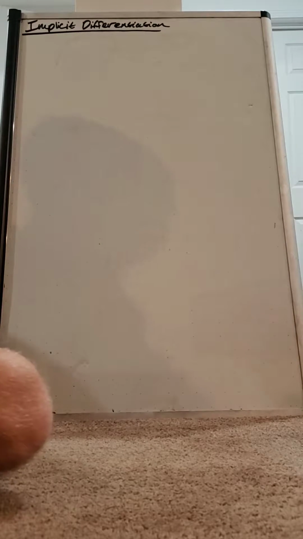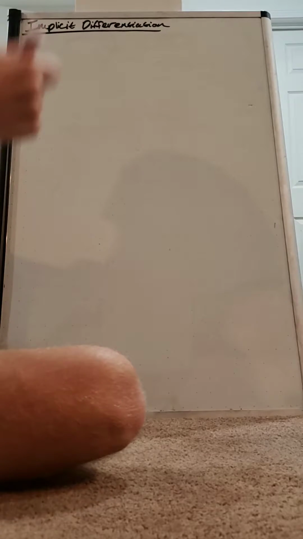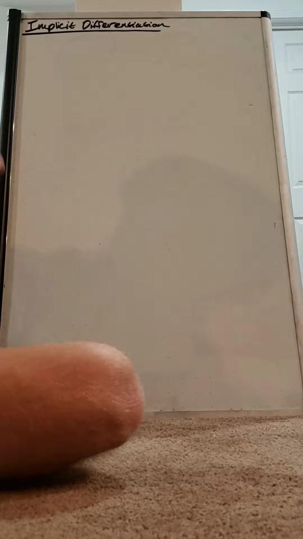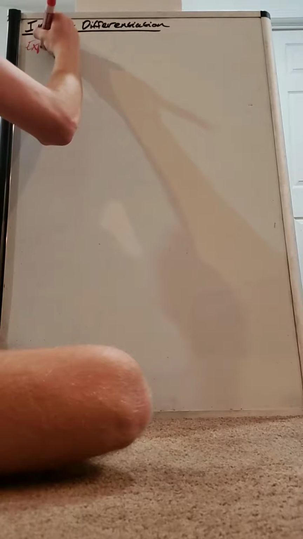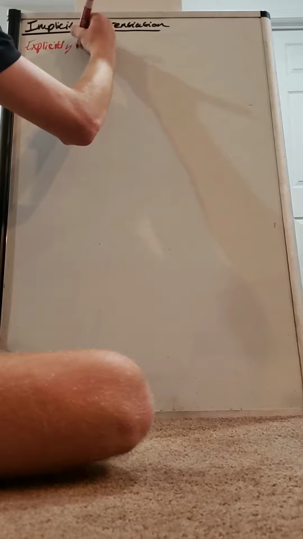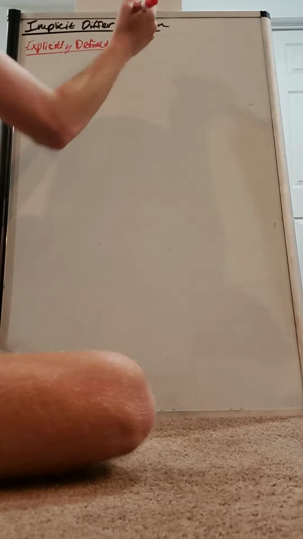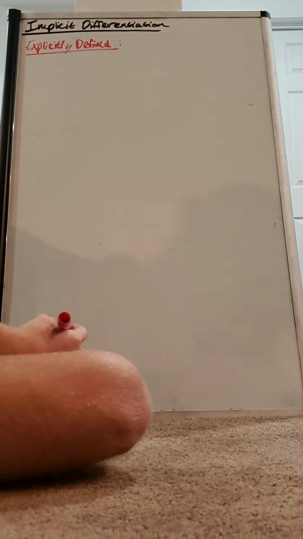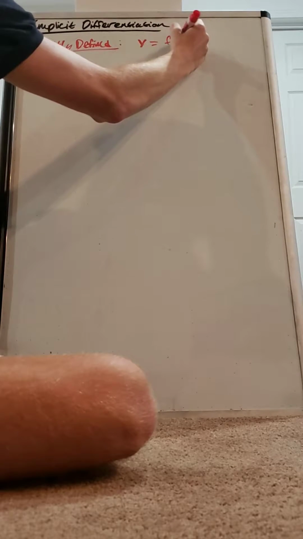Alright, today we're going to be talking about implicit differentiation, and before we get into that, we should talk about what it means for a function, or not necessarily a function, an equation to be explicitly defined or implicitly defined. So if an equation is explicitly defined, that means it can be written as y equals some function of x.